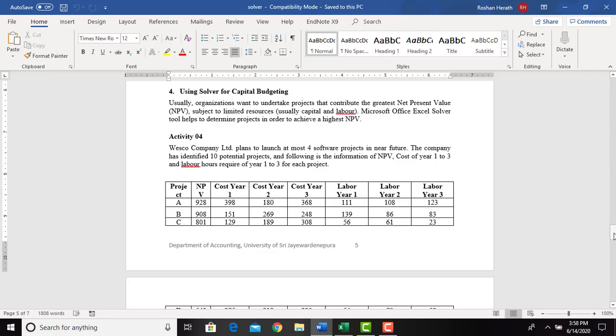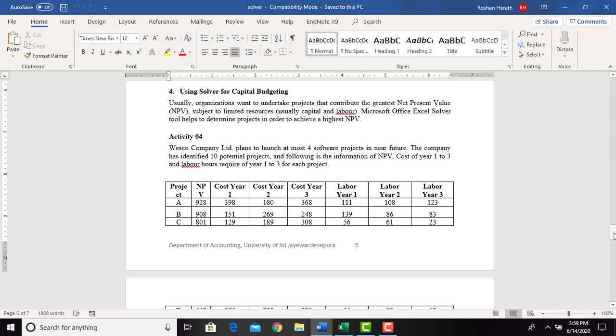So especially when it comes to money, you don't have unlimited money, right? So there is a limit on the money that is available for the business organization. So therefore, there's a capital limitation. Similarly, sometimes you may have adequate money with you, but you do not have adequate labor. You don't have enough employees with you. That could be another situation.